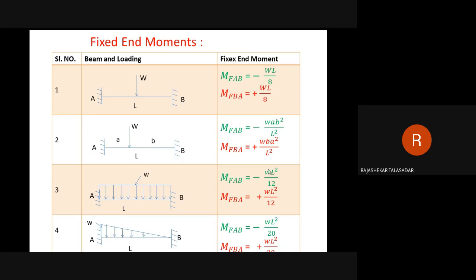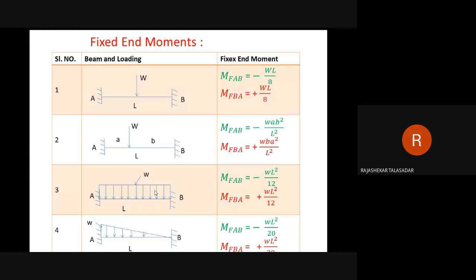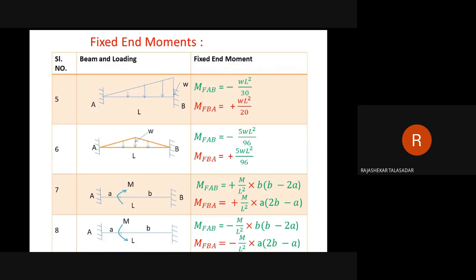Again, it is the fixed beam carrying UDL throughout the span, symmetric loading. So both end moments will remain the same. It is minus WL square/12, and plus WL square/12. This is the triangular loading with W ordinate at A. The fixed end moments will be: first end anti-clockwise minus WL square/20, and right hand it will be WL square/30. Similarly, you can remember all these formulas.